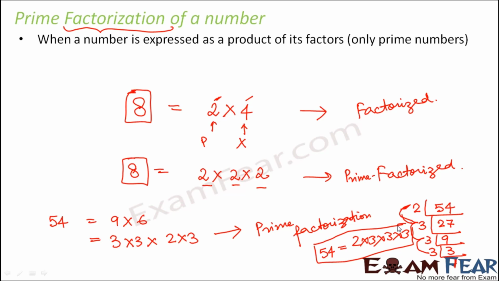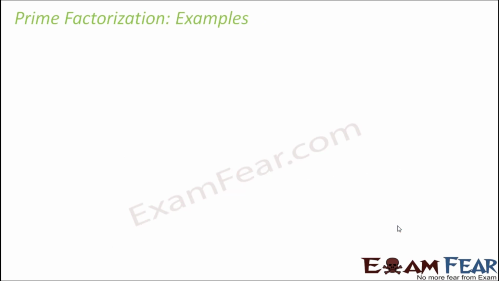So you start with the smallest prime number by which that number is exactly divisible. Then you write its quotient and again repeat the process with the smallest prime number possible. And continue this until you get 1. And then you can represent that number as a product of the prime factors. So let us look at some examples of prime factorization.